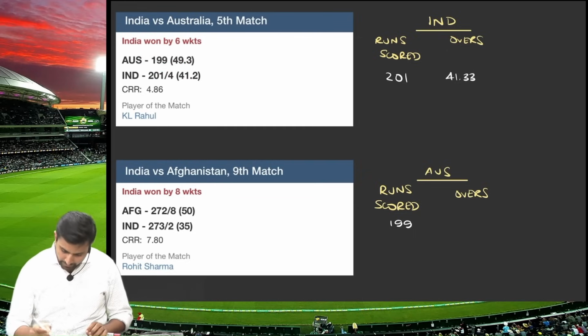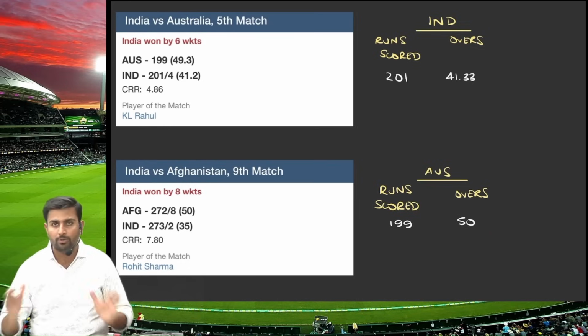Still I will take 50 overs for this calculation. The reason being that Australian team was bowled out. Australian team was completely all out in 49.3 overs. So irrespective of number of overs, we will take the full 50 overs.